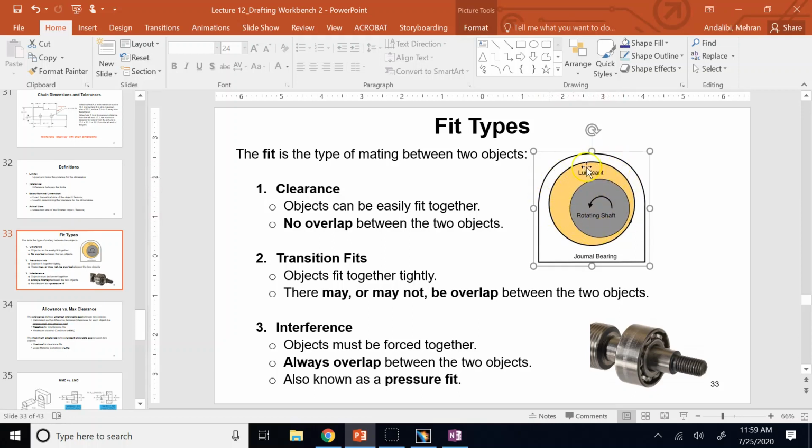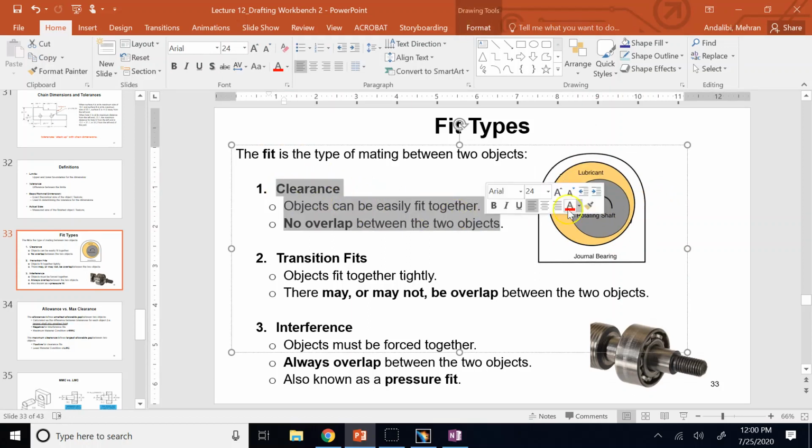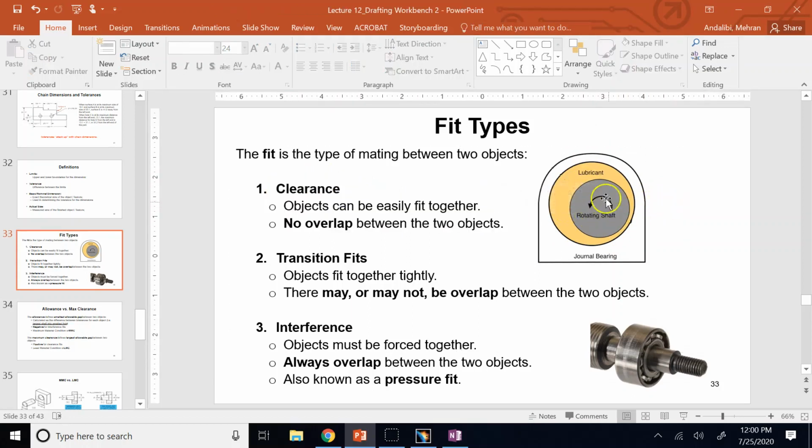Of course not this much smaller. This is just magnified for the sake of visualization. So there is some gap between the shaft and the hole, so the shaft can easily move inside the hole. We call it a clearance or loose fit. And in order to avoid the shaft hitting the body of the hole and destroying it, there is a lubricant, there is oil in between them, and this oil is under pressure.